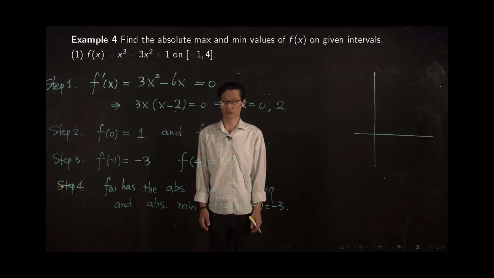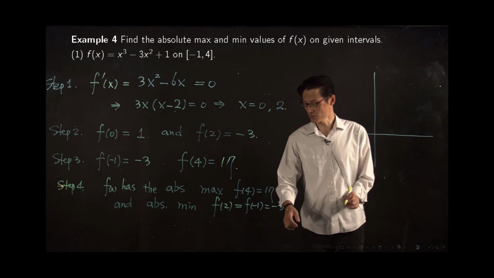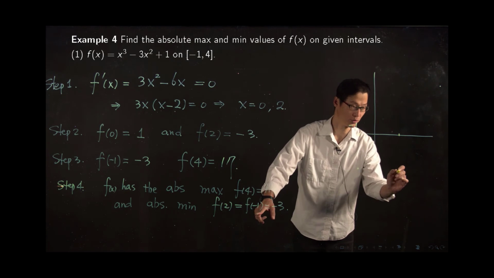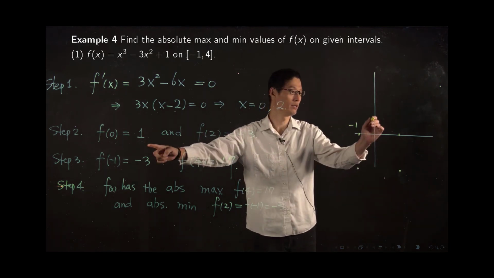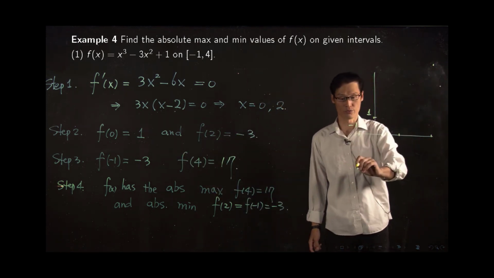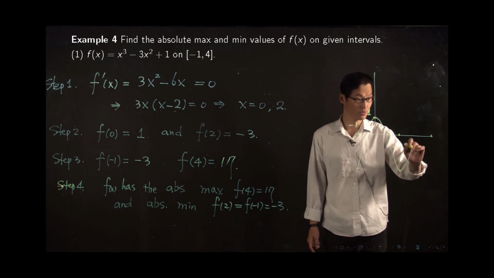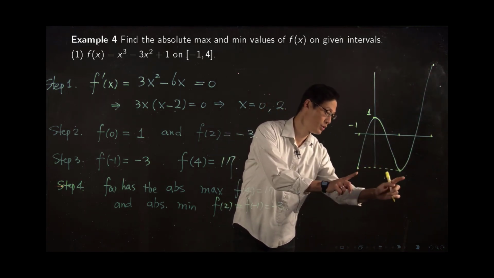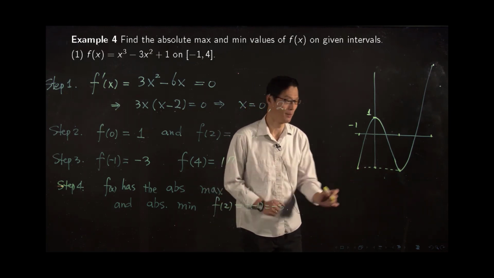Actually, if you take a look at the graph, it looks like this. So f of -1, f of 2 has the same value, -3, and then f of 0 is 1, and then f of 4 is 17. So the graph looks like this. So those two values gave us the absolute minimum, -3.